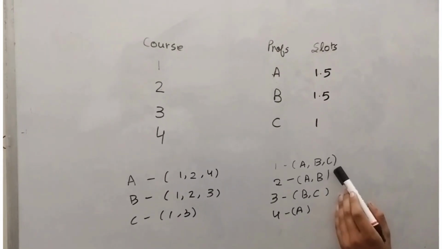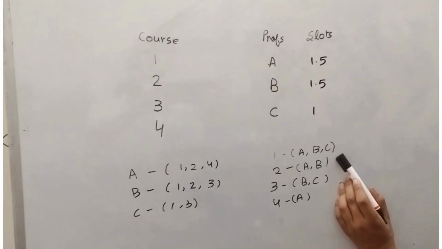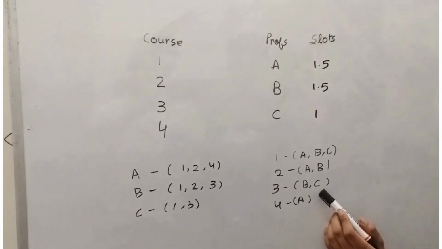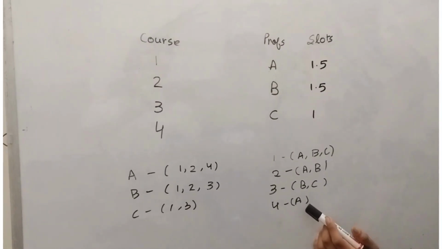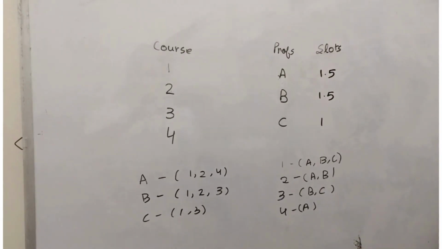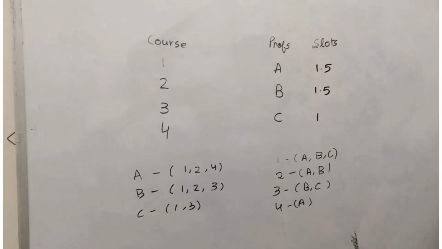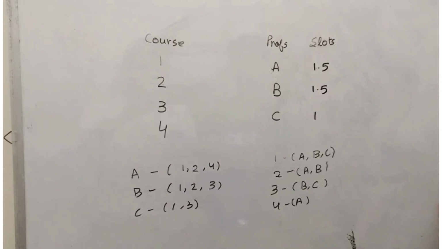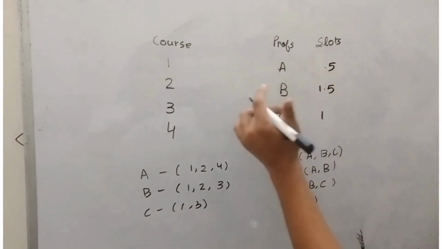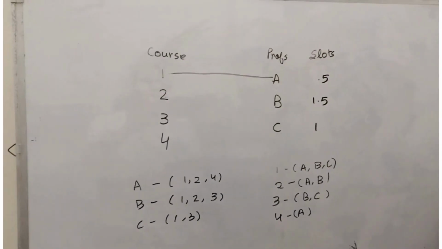This can be alternatively written as course 1 to be allotted to professors A or B or C, course 2 to be allotted to professor A or B, course 3 to be allotted to professor B or C, and course 4 to be allotted to professor A. Now let's start with mapping courses to our professors. We start off with course number 1 and see that it can be allotted to professors A or B or C. Since professor A has 1.5 slot remaining, we allocate the entire course of 1 to professor A. After this allocation, professor A has only 0.5 slots remaining.